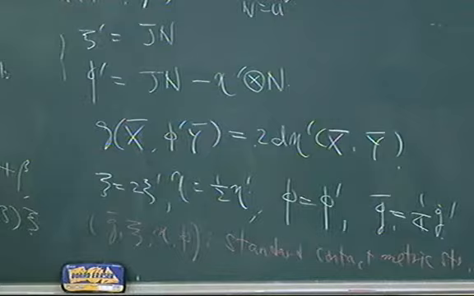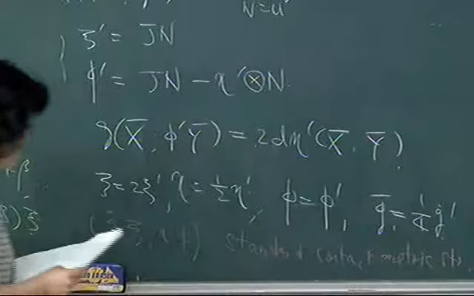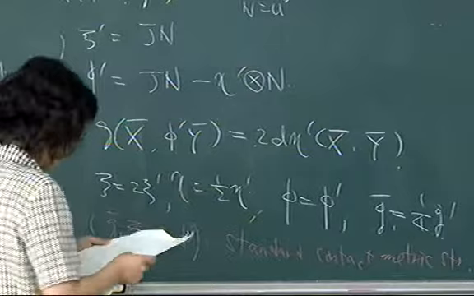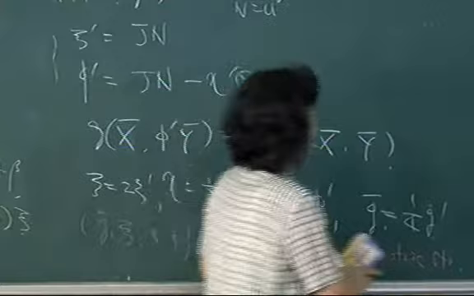Then using this, we compute some Ricci tensors, and we get the following if the manifold is eta-Einstein.